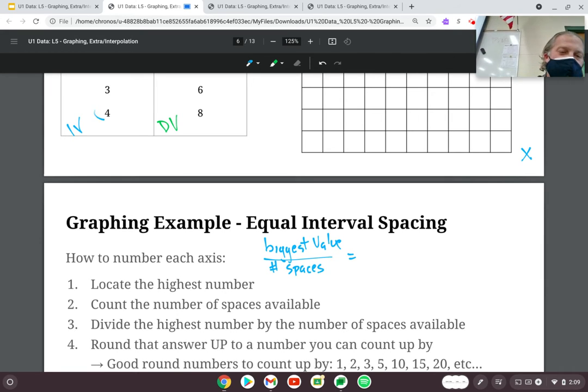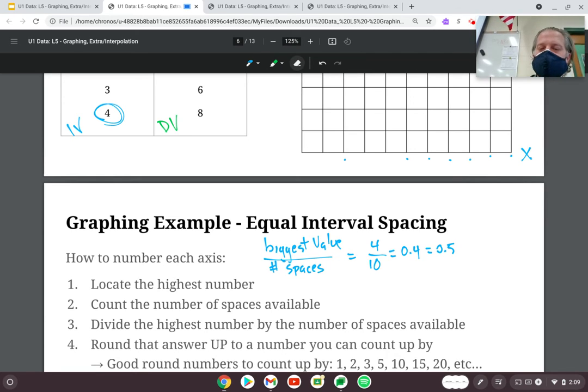So the biggest value of my independent variable is 4. So I'm going to put that on top. And then I'm going to count. This is where I really was struggling with counting before. 1, 2, 3, 4, 5, 6, 7, 8, 9, 10. So I'm going to put that on the bottom, right? And then I'm going to divide 4 by 10, which is 0.4. And that's a weird number to count by. Nobody counts by 0.4s, but some people do count by 0.5s. So I'm going to do that, okay?